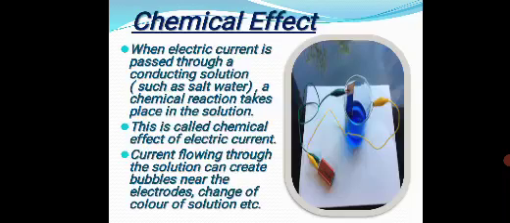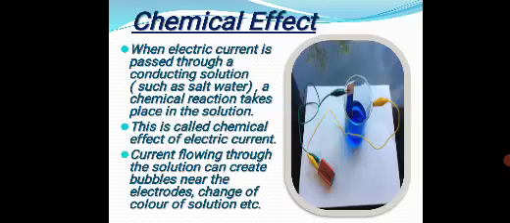These coils or plates are widely used in electric heaters and stoves. The third effect is chemical effect. In chemical effect, there is a solution which is called a conducting solution. Usually salt water is used as a conducting solution. So when electric current is passed through a conducting solution, chemical reactions take place in the solution. Because this reaction is taking place by the chemical effect of the current, it is known as the chemical effect of the current.